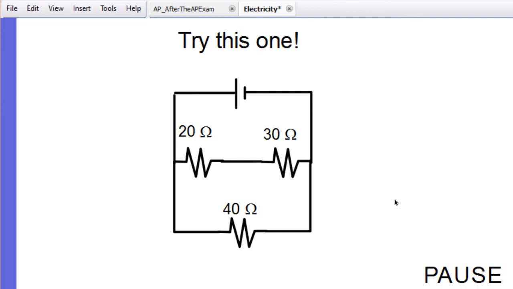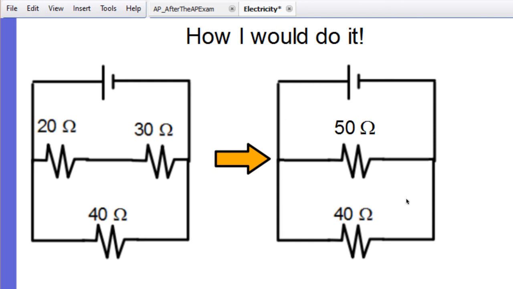All right, now please try it with this one. The same resistors, but now they're wired a little differently. I want you to hit pause, and when you have an answer, hit play again. Pause. Play. All right, so here's how I would do it.